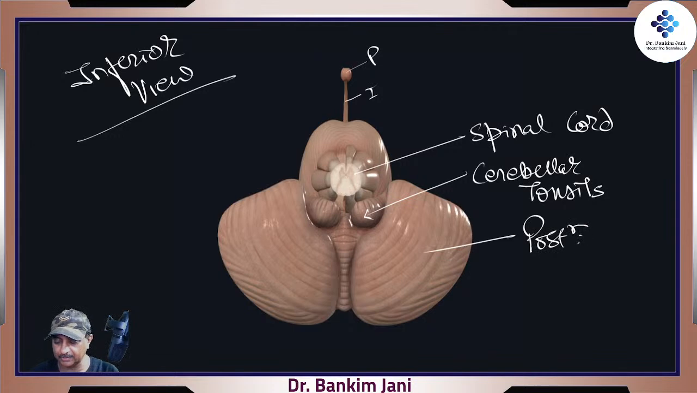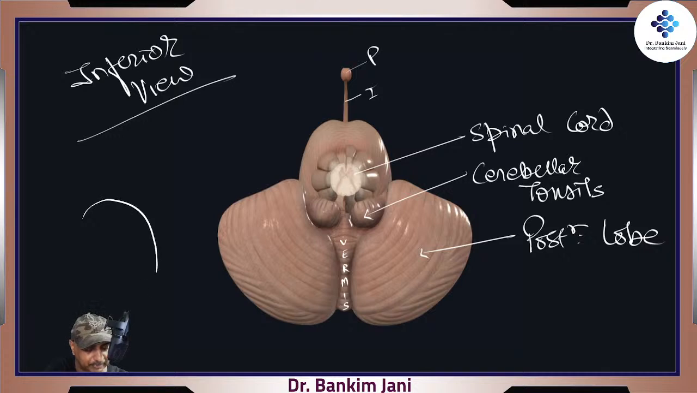No wonder this one would be the posterior lobe of cerebellum. In between, this is vermis. Now, vermis is seen here also. Vermis was seen in the superior image also, and in the posterior also. Vermis is like this. One drawing will make everything easy. This is how the vermis is situated. That's vermis. It is the central portion which is connecting both hemispheres of cerebellum.